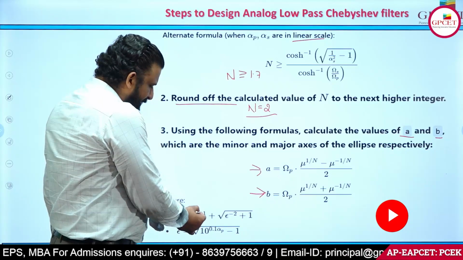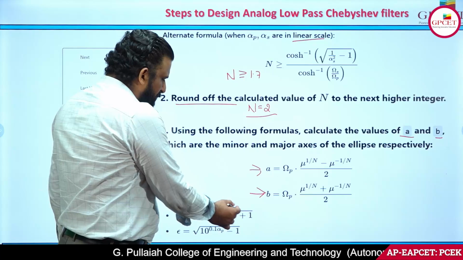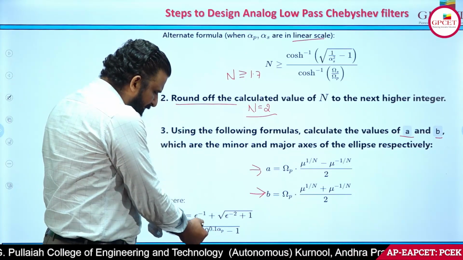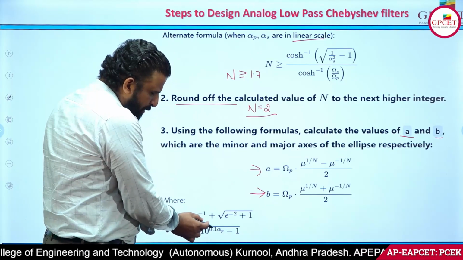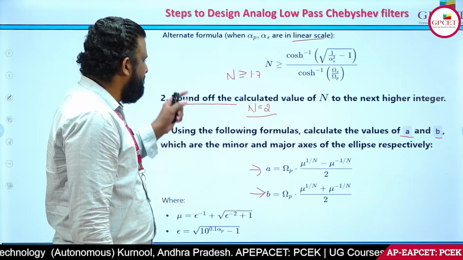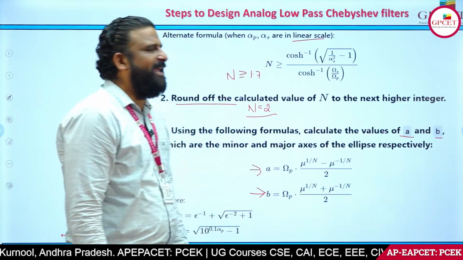Mu is nothing but epsilon to the power of minus 1 plus square root of epsilon to the power of minus 2 plus 1. And what is the value of epsilon? The formula is square root of 10 to the power of 0.1 alpha p minus 1. Based on these formulas, in the third step we calculate the values of the major and minor axes, that is A and B.